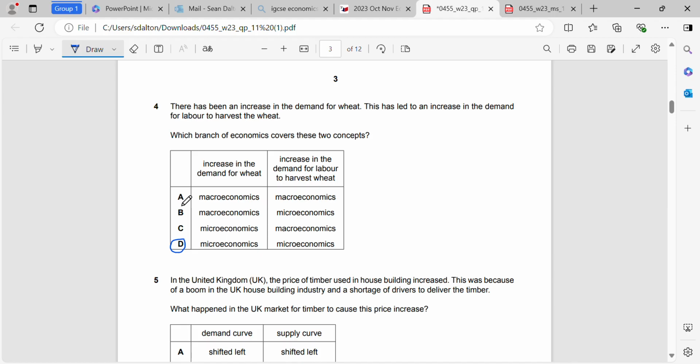An example of any of the options that have macro concepts would be inflation rate, supply side policies, monetary policy, fiscal policy, etc., aggregate demand or aggregate supply. But these would be affecting individual demand, which would be micro concepts.